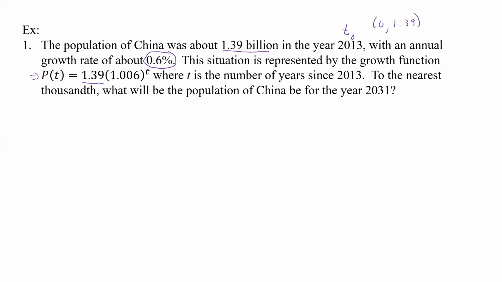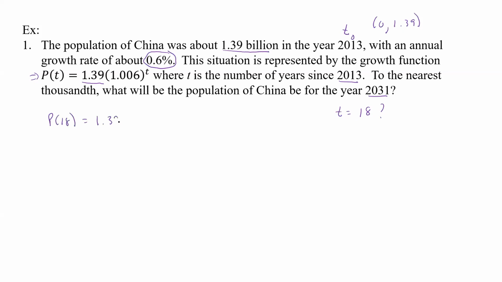And so then that's raised to the power t. And so that's how we get the equation, or how they got their function from what was given. Now all we have to do is take 2031 minus 2013. And if we do that, that looks to be 18. Okay, so they want to know, what is t equals 18? What is the function? So we want to find p of 18.